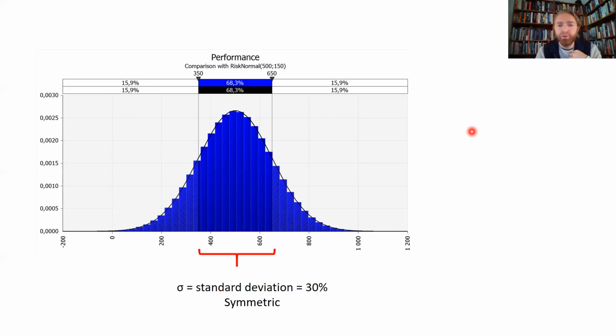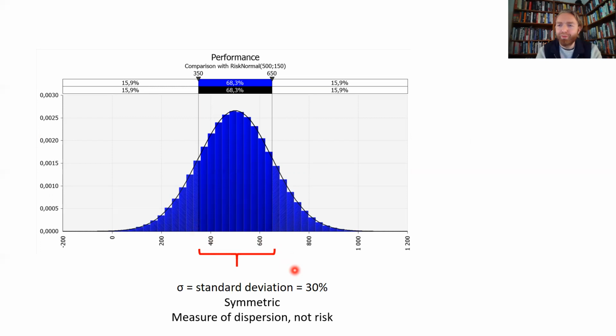But the thing here is that it's symmetric. You can see that it's spread out on both sides here, and you have 68% of observations within one standard deviation, equally dispersed on both sides of the mean. So it's symmetric. Whereas our intuitive understanding of risk is not symmetric.